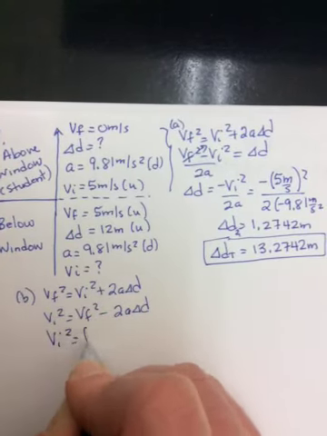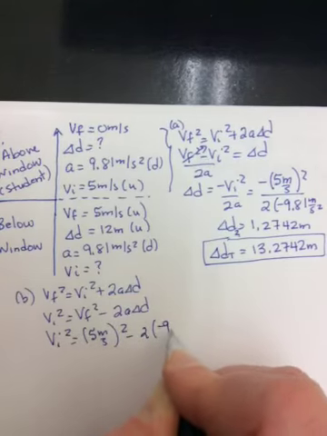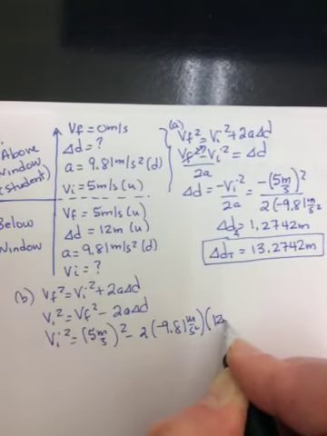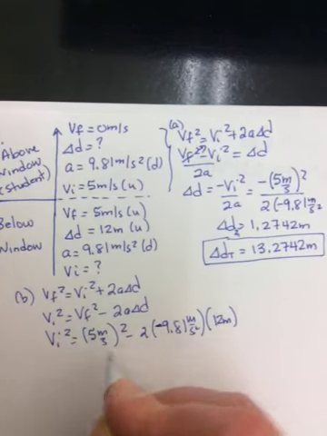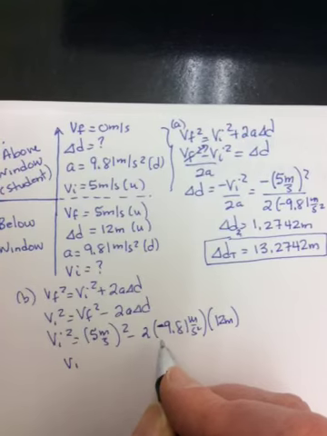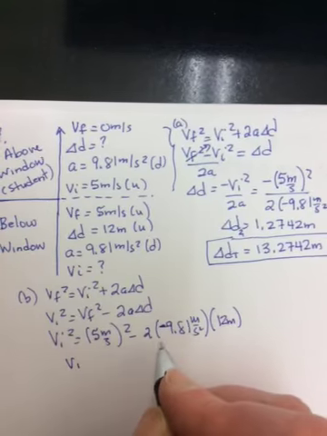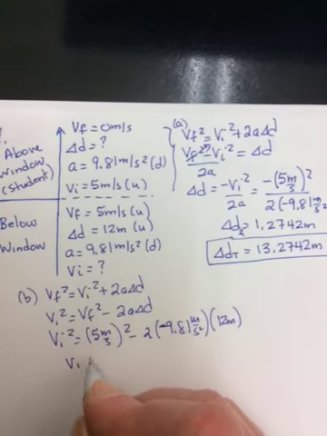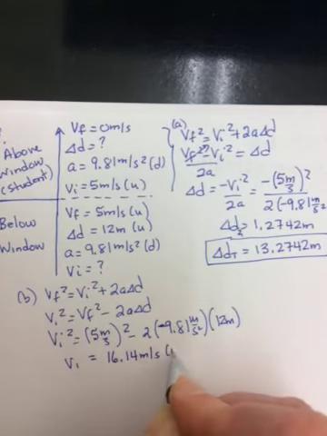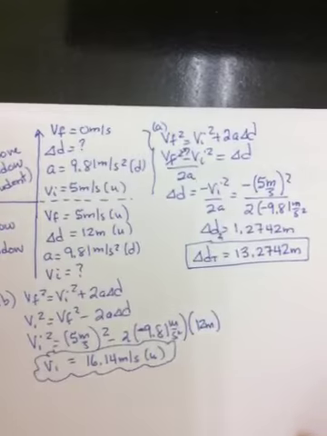So VI squared equals 5 meters per second squared minus 2 times negative 9.81 meters per second squared times positive 12 meters. This negative and this negative are going to end up making positive, so it's going to be 25 plus 235. Add them together, so you get about 260.44. Take the square root, 16.14 meters per second up is the VI, which they don't actually ask you to find, but you need to find it to find the time.